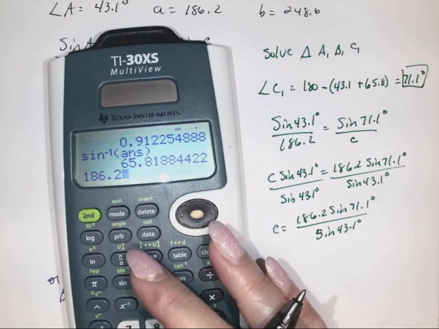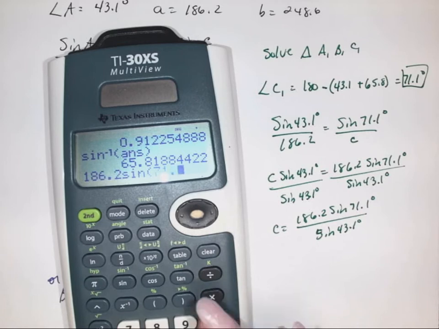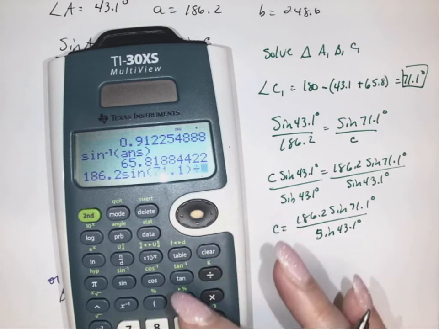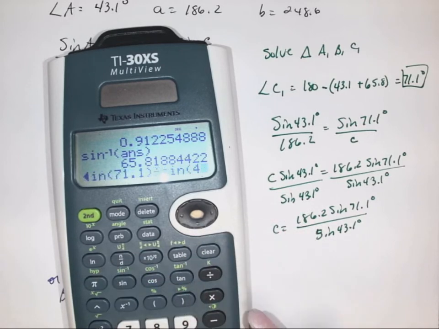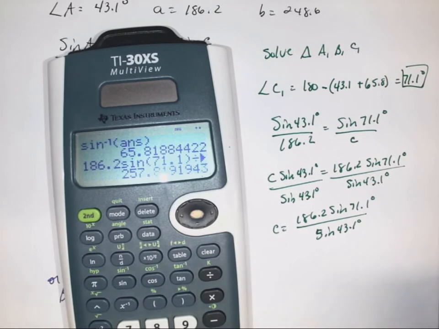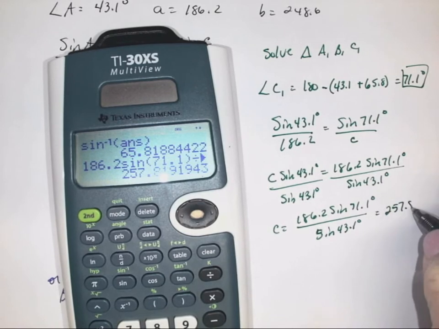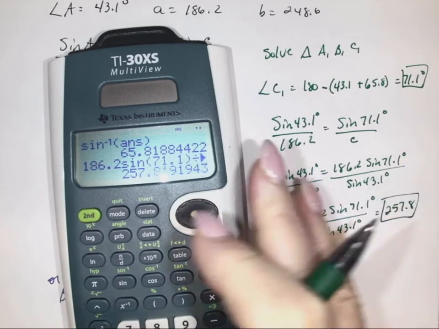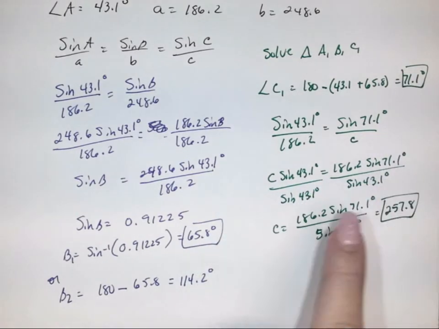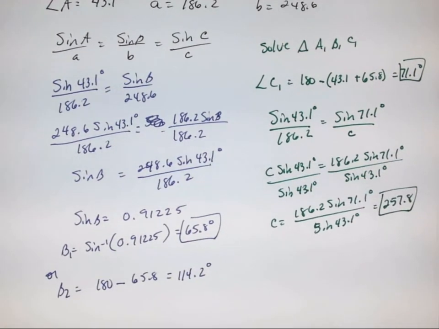186.2 times the sine of 71.1 divided by the sine of 43.1. And we end up with 257.8. So we have solved for our 3 parts. All right, now let's go solve for the second triangle.